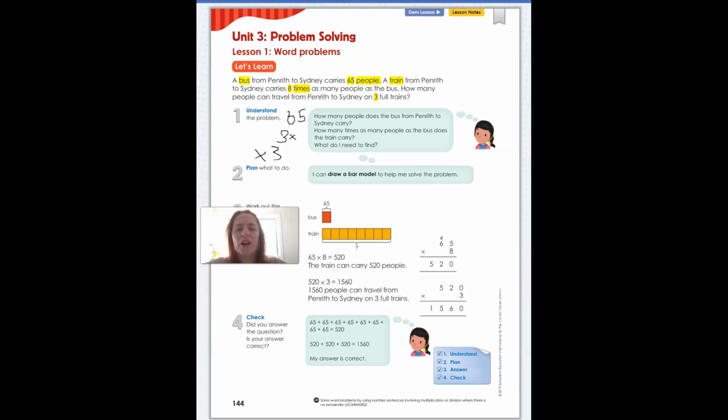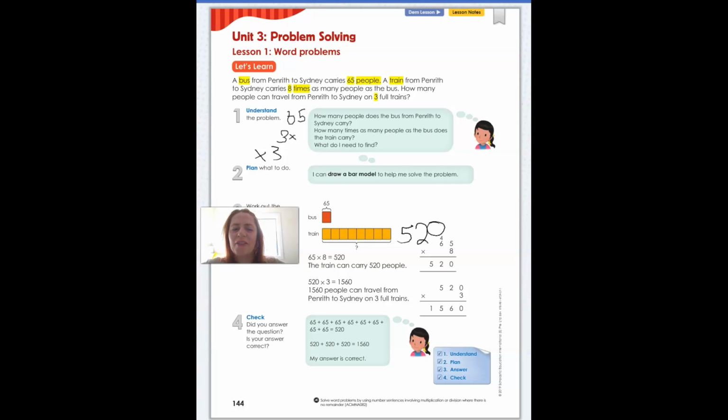Okay, so they've got 65 times 8 is 520. And see how they've done the working out here. And there was some regrouping. That's why the 4 is there. The train can carry 520 people. So we know that this beautiful orange bar model is 520 people. That's a lot of people on a train.